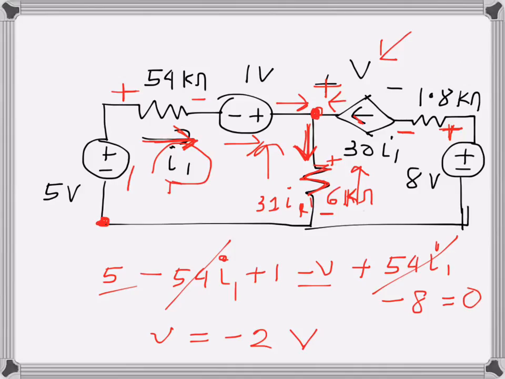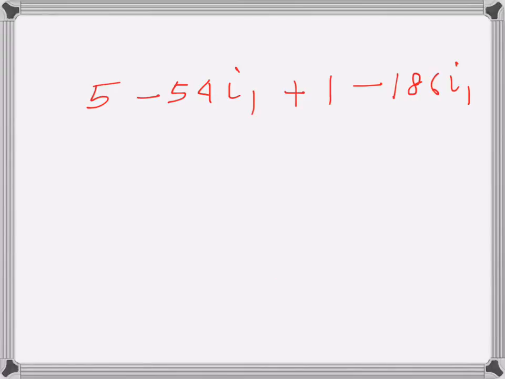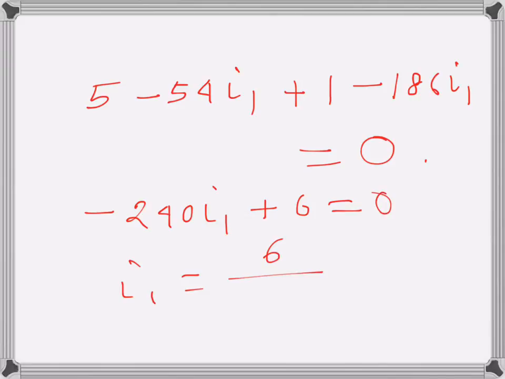The resistance is 6 kilo ohms and the current is 31 I1, so 31 times 6 is 186 I1. The current I will get is in milliamps because I'm using the resistances in kilo ohms, so that's fine as long as I remember that. That will be equal to 0. Now I have 186 plus 54, so that's minus 240 I1 plus 6 is equal to 0, or I1 is equal to 6 over 240.